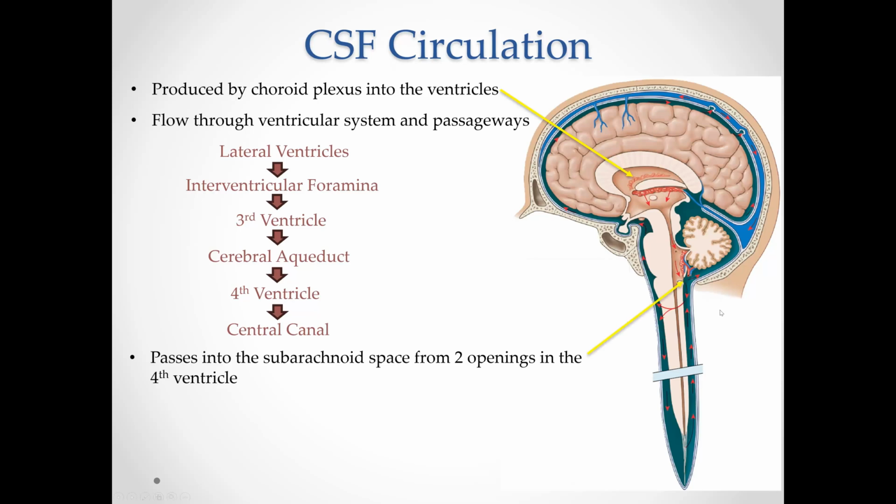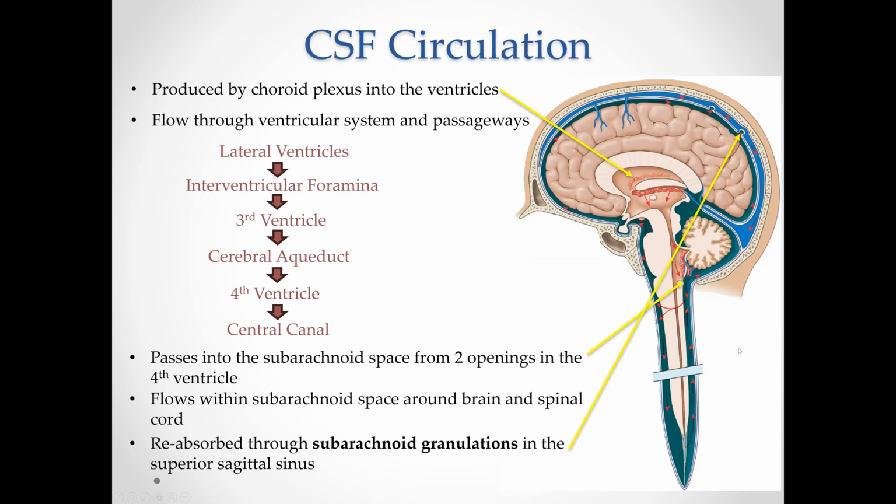It then can pass into the subarachnoid space from two openings in the fourth ventricle, which is shown here in this image. So you can see the red arrows are representing CSF flow in this image. So it's flowing through the ventricles, through the central canal, but it also can come out into the subarachnoid space here. And then it flows throughout the subarachnoid space all around the brain and the spinal cord. So it's completely on the outside of the brain and spinal cord as well as being on the inside. And then it's reabsorbed through structures called subarachnoid granulations that are located in the superior sagittal sinus, and this is how the fluid goes back into the bloodstream.